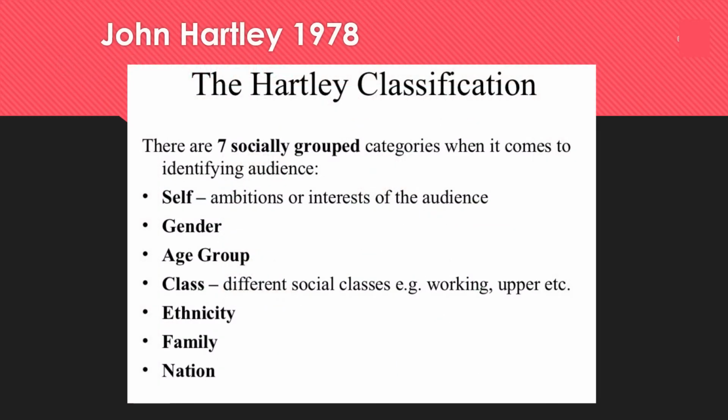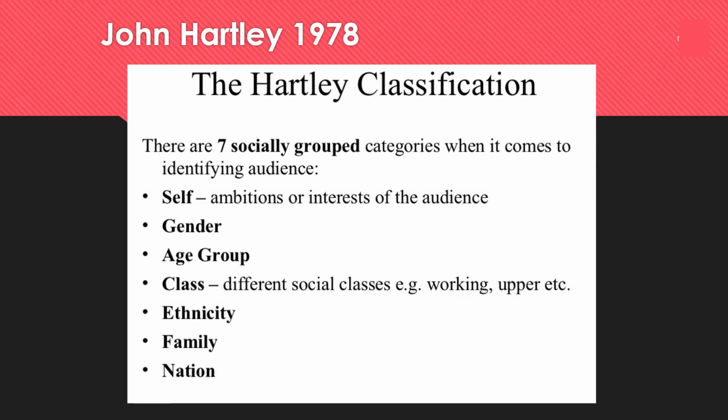One theorist is called John Hartley. In 1978, he classified 7 socially grouped categories, so 7 demographic groups. Basically saying that you can put people into a category based on gender, age, and class, as we've already discussed. Thinking about family, do the people have kids or do they not have kids? Are they a big family? Do they not have any interest in children whatsoever?